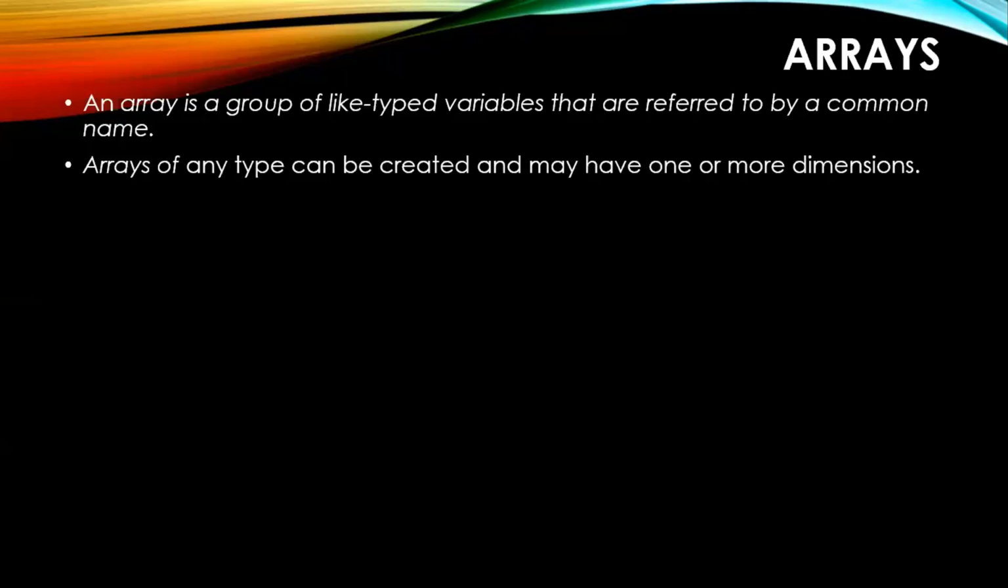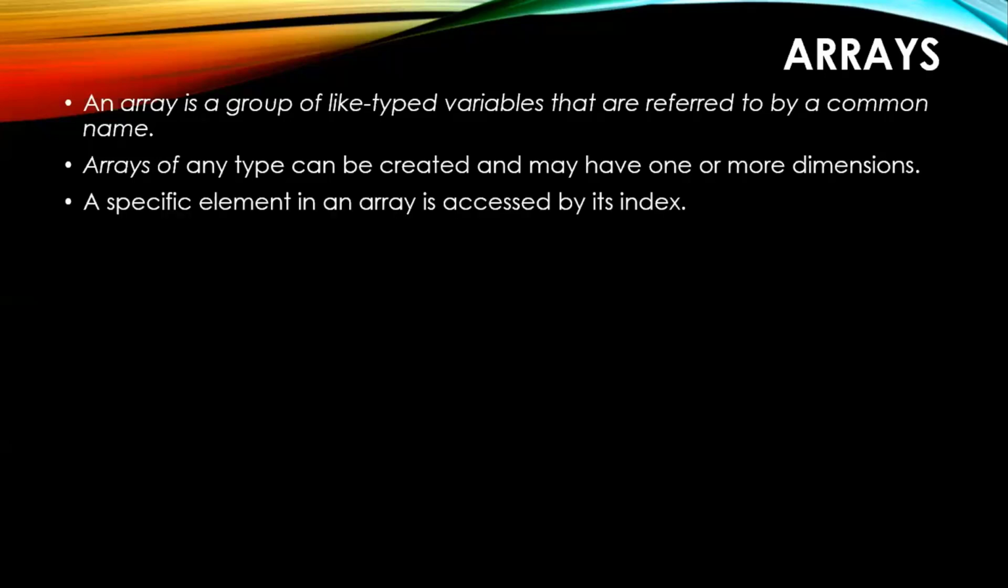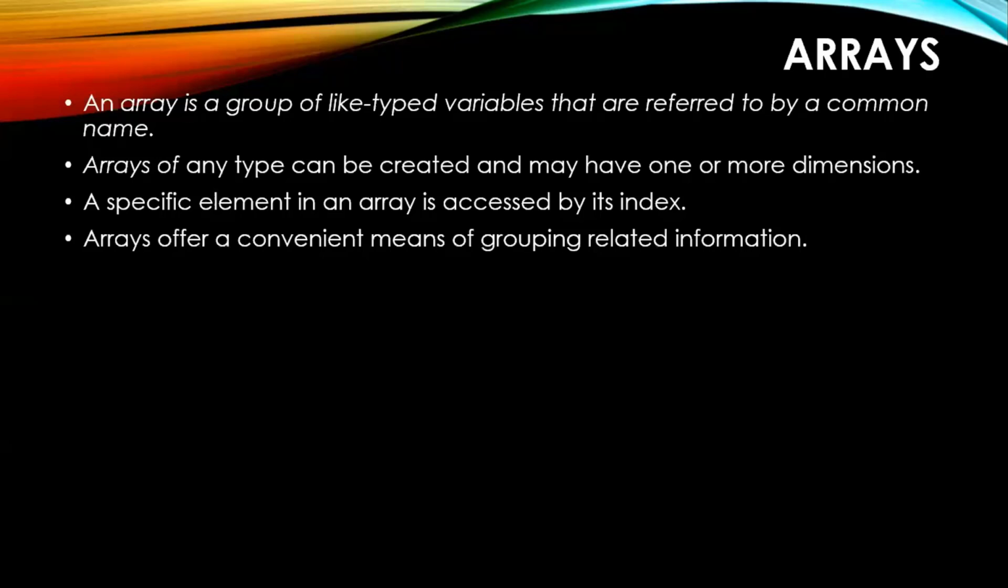A specific element in an array is accessed by its index, because each and every element in an array is differentiated by its index. So if you want to access a particular element, you use its index as a reference. Arrays offer a convenient means of grouping related information. This again justifies that you should have elements of similar data type. Now, one-dimensional array.